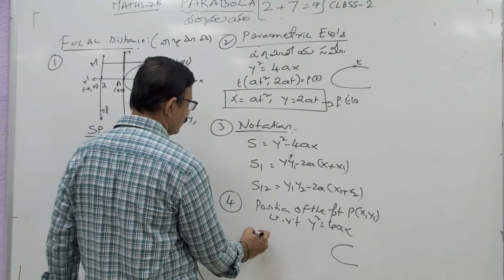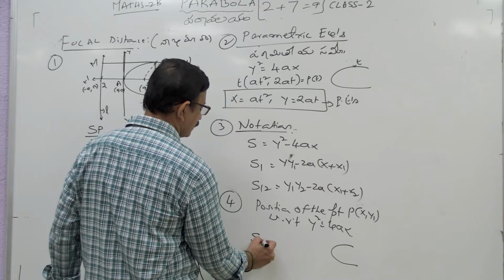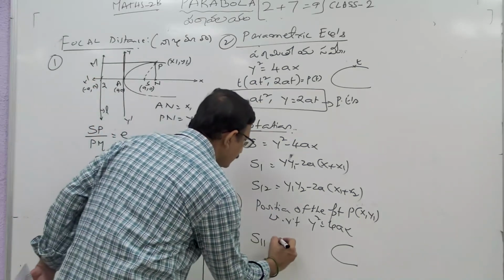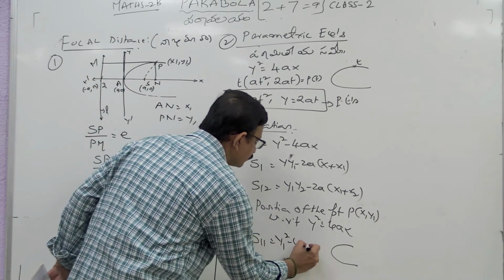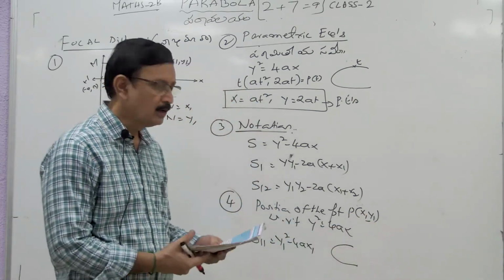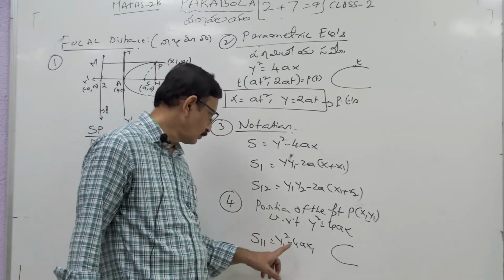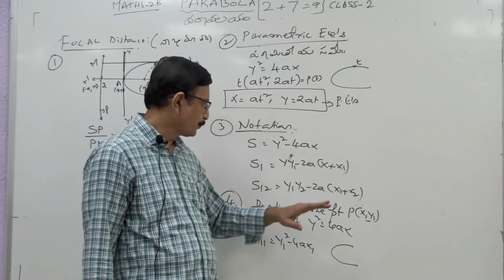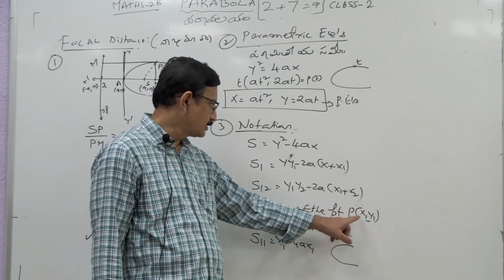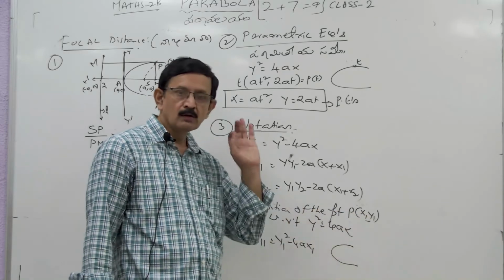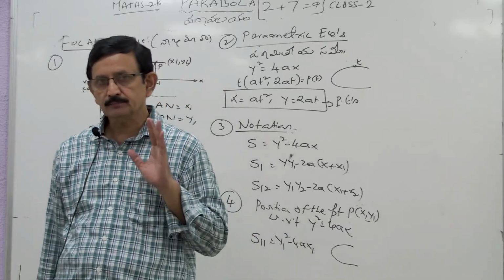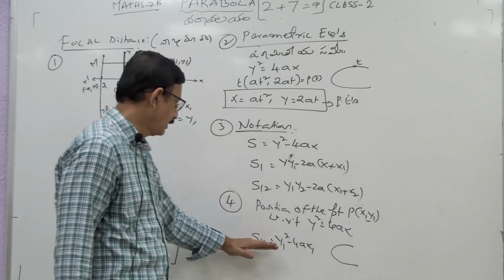So before that, what we have to do? First, we have to calculate S11. What is the meaning of S11? Simply, it is y1 square minus 4ax1. Here we are taking one point P, which is P x1 comma y1. So S11 is y1 square minus 4ax1. Substitute this point in the parabola. So instead of x, you write x1, and instead of y, you write y1. That is minus 4ax1. This is denoted by S11.